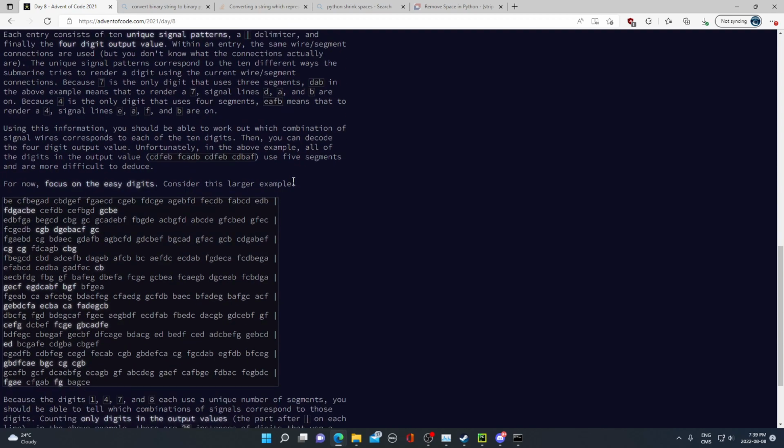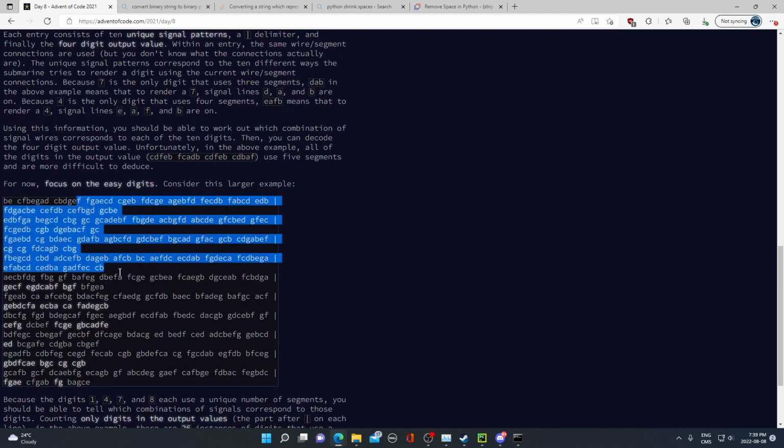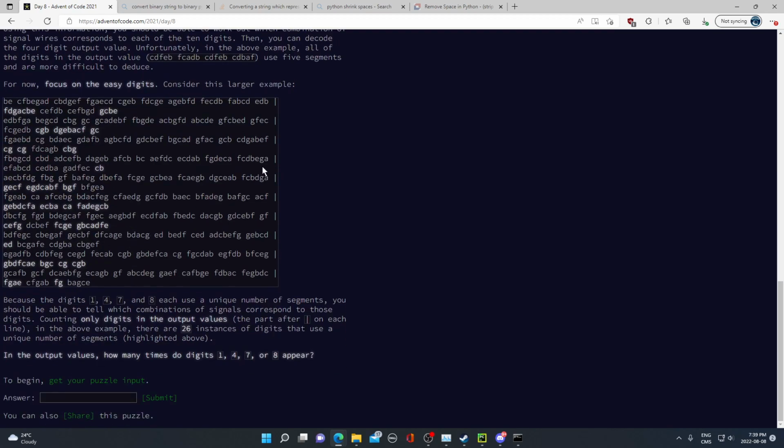For now, focus on the easy digits. Consider this large example. Because the digits 1, 4, 7, and 8 use a unique number of segments, you should be able to tell which combinations of signals correspond to those digits. Counting only digits in the output values, the part after the delimiter on each line. In the above example, there are 26 instances of digits that use a unique number of segments highlighted above. In the output values, how many times do digits 1, 4, 7, or 8 appear?